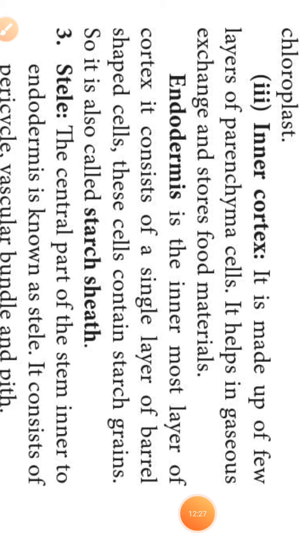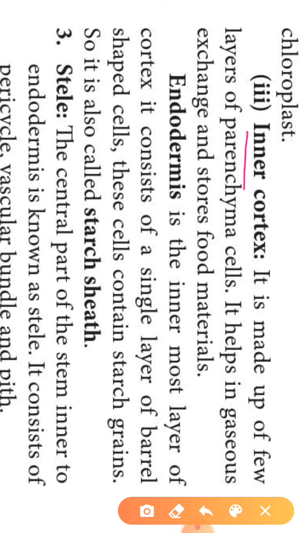Inner cortex. It is made up of few layers of parenchyma cells. It helps in gaseous exchange and stores food materials. Endodermis is the innermost layer of cortex. It consists of a single layer of barrel-shaped cells. These cells contain starch grains, so it is also called starch sheath.